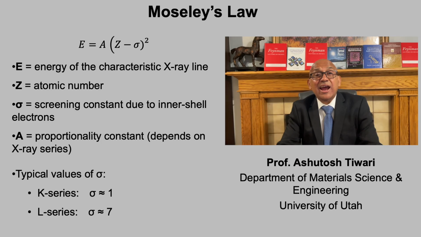Moseley's law describes how the energy of characteristic X-rays depends on atomic number. The energy scales with the square of the effective nuclear charge, written as Z minus a screening constant that accounts for inner shell electron shielding. The value of this constant depends on the X-ray series, with smaller screening for K lines and larger screening for L lines. The key consequence is that X-ray energies depend on atomic number rather than atomic mass.